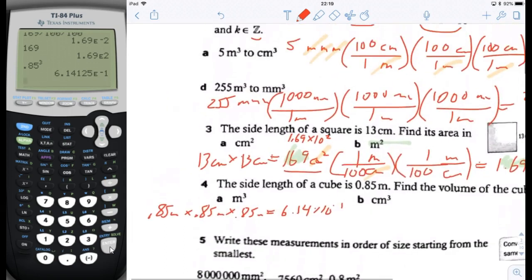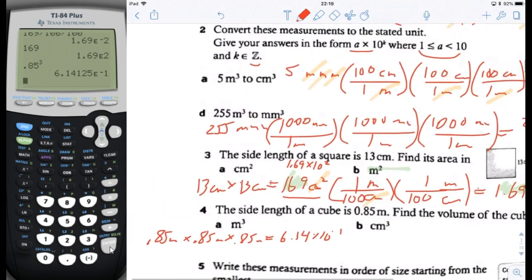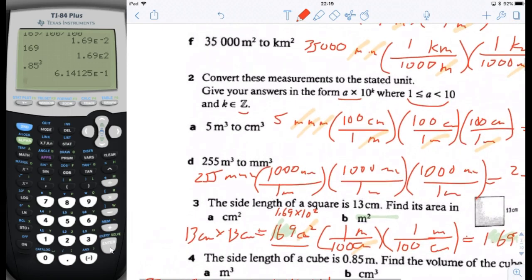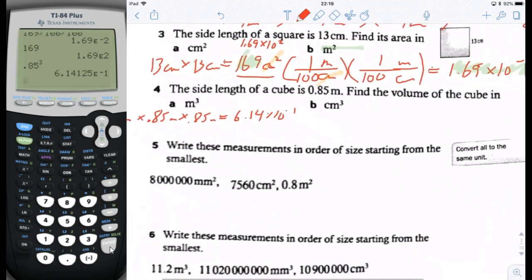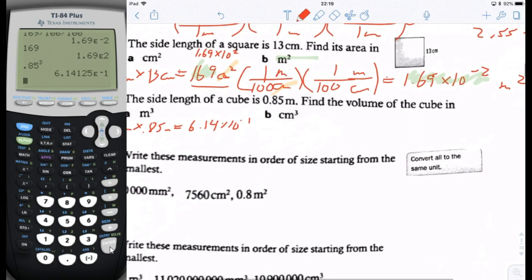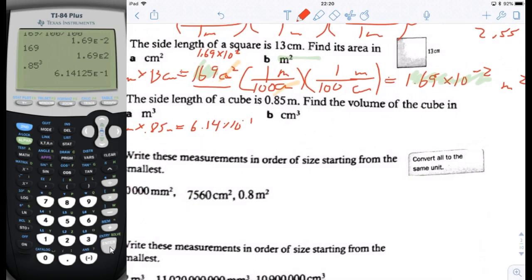Oh, I think now we're supposed to stop doing scientific notation because we finished part 2. So not necessarily scientific notation here. If we wanted to go back and make 1.69 times 10 to the negative 2 into not scientific notation, then, let's see. The mode.